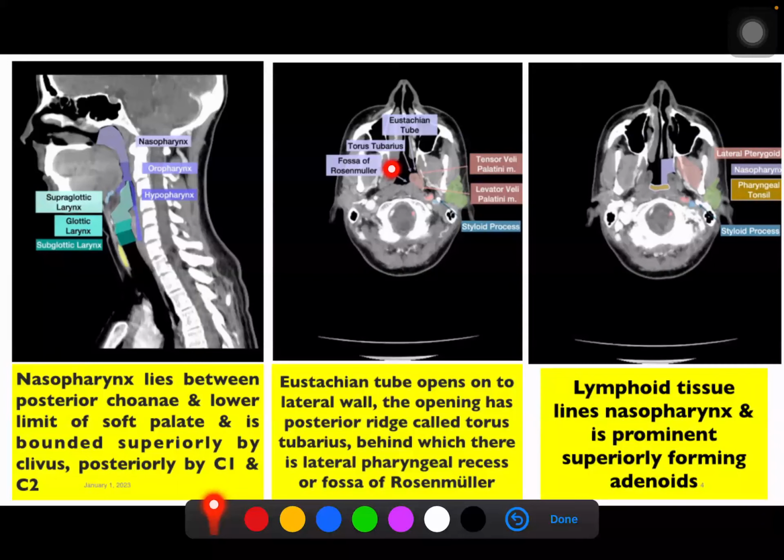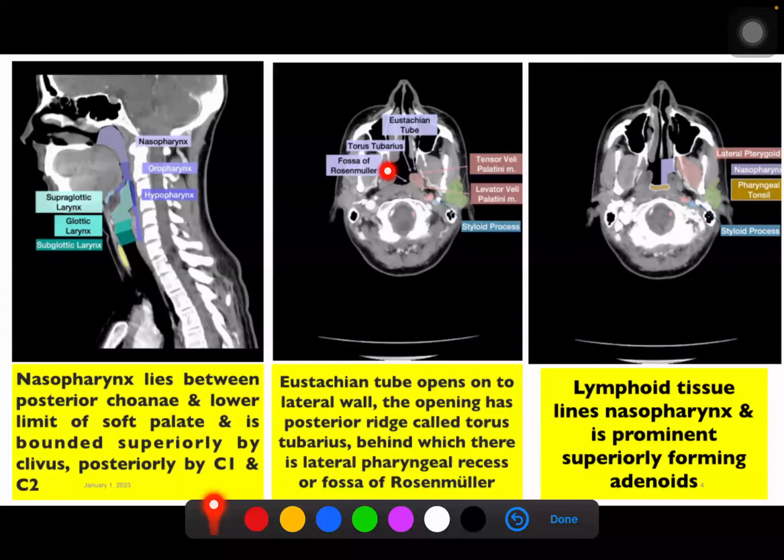And behind this, there is a recess called lateral pharyngeal recess or fossa of Rosenmüller, which is the most common site of origin of nasopharyngeal carcinoma. It is lined by lymphoid tissue, which is more prominent superiorly, forming adenoid tonsils. Also, there is lymphoid tissue around the opening of Eustachian tube, forming tubal tonsils.